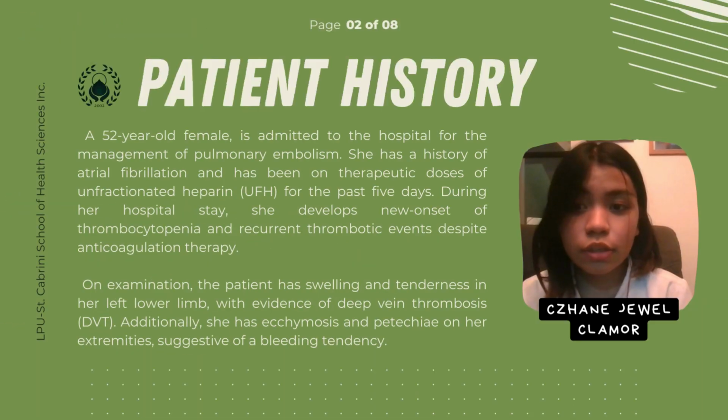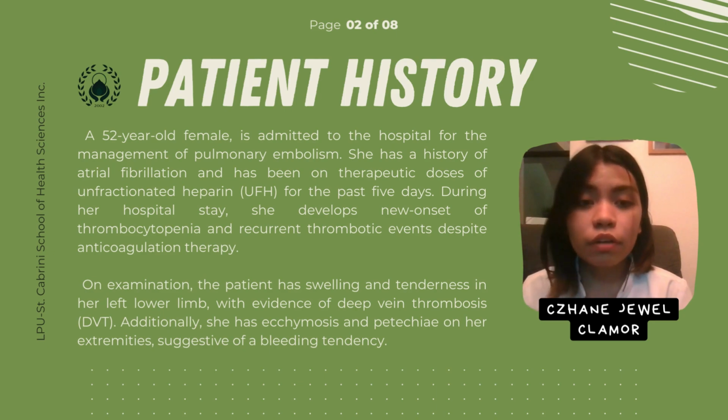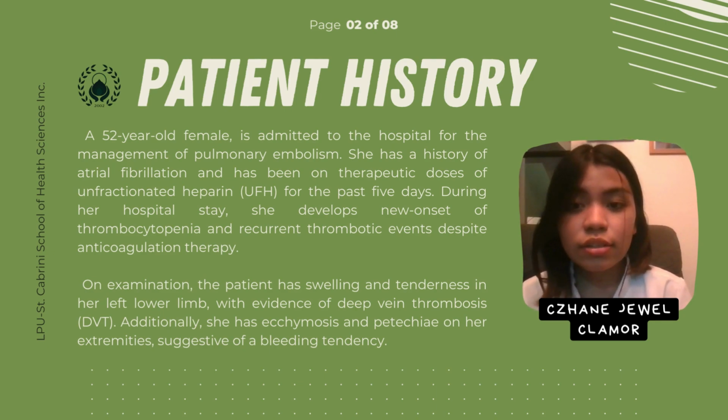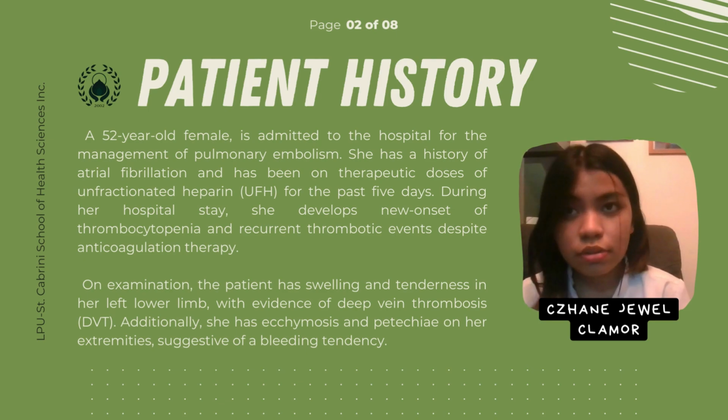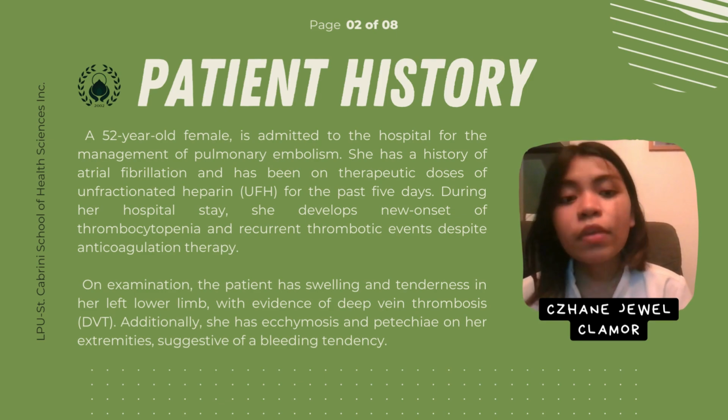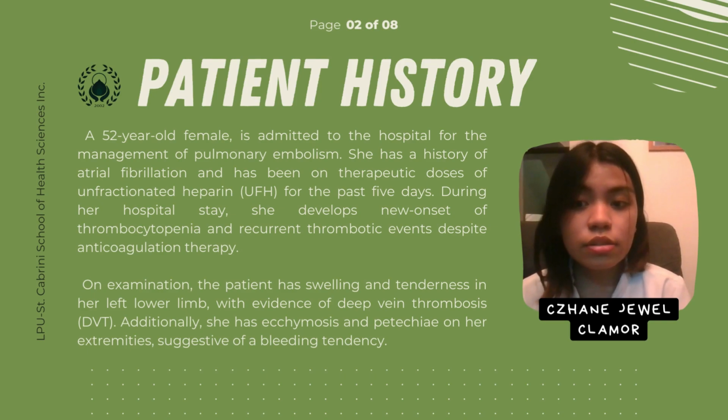For patient history, a 53-year-old female is admitted to the hospital for the management of pulmonary embolism. She has a history of atrial fibrillation and has been on therapeutic doses of unfractionated heparin for the past 5 days. During her hospital stay, she develops new onset of thrombocytopenia and recurrent thrombotic events despite anticoagulation therapy.